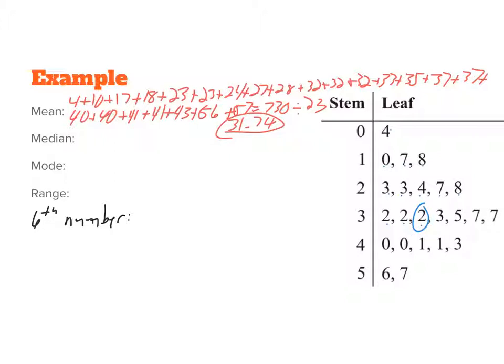It's this number right here. The median is 32. The mode is the one that occurs most often. You'll notice I have 3 2s here to go with the stem of 3. My mode is 32. My range is the largest number minus the smallest number, 57 minus 4, which gives me a range of 53. The sixth number, if I start at the bottom and count up to 6, 1, 2, 3, 4, 5, 6, gives me that the sixth number in the data set is 23.